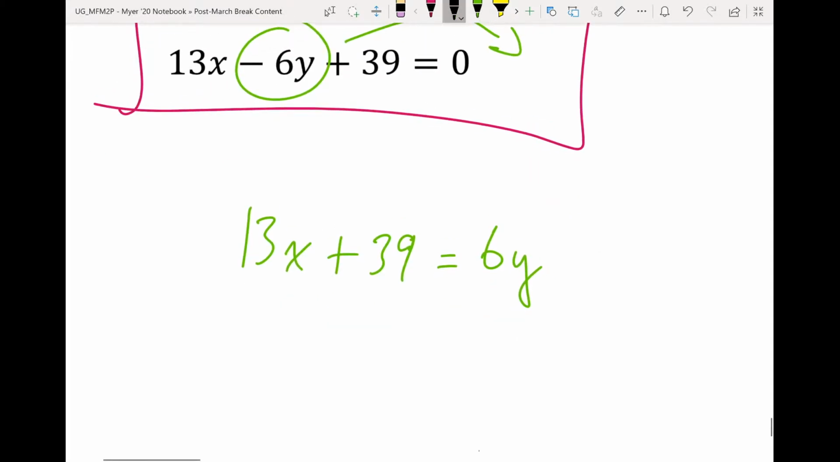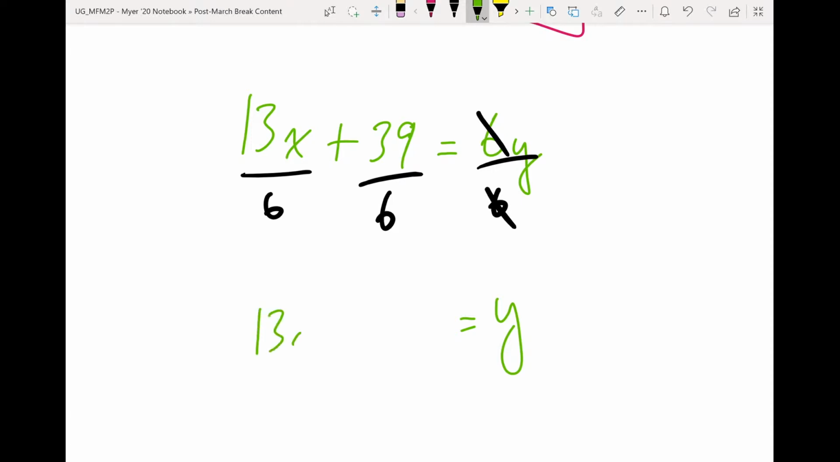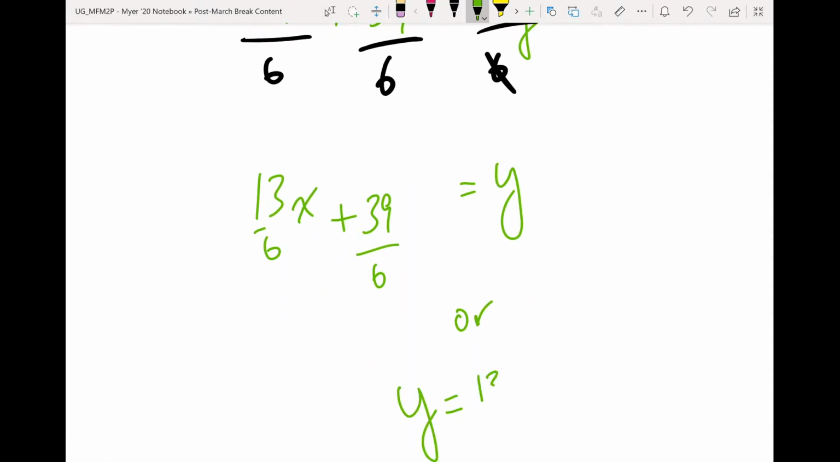Now I want to get rid of the 6 because I have to get rid of any coefficients here. So I will divide it by 6. And that will cancel that one out. So we will be left with it like this. Or we could rewrite it like this. Y equals 13 over 6x plus 39 over 6.